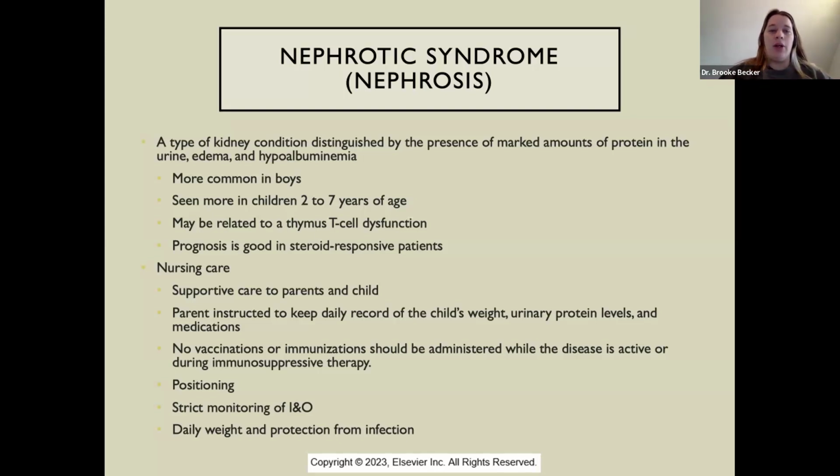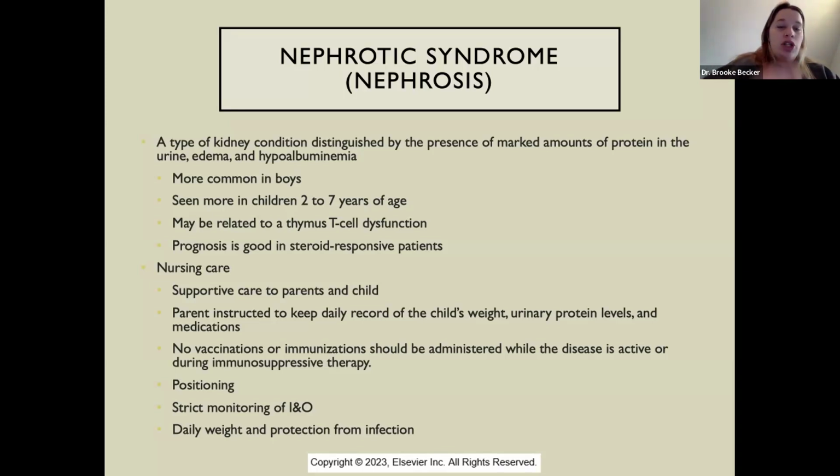Supportive cares, nursing wise, and like I said, keeping track of weight, urinary protein levels, and then obviously any medications that these kids need, making sure that you're letting parents know that they need to be on top of giving those medications. When they are in a nephrotic syndrome flare up, or when this is going on, they should not be getting any vaccines or immunizations, okay? Because they're likely going to be on steroids, which is going to suppress their immune system. So those vaccines that they get during that time, they won't have a good immune response to.